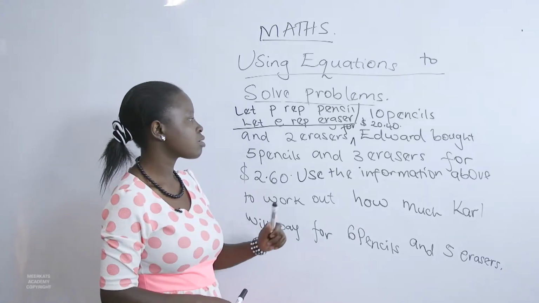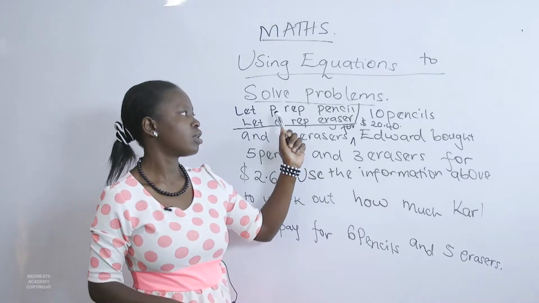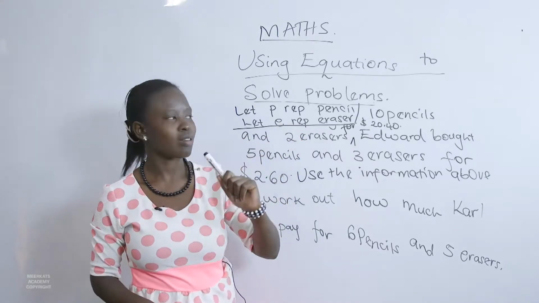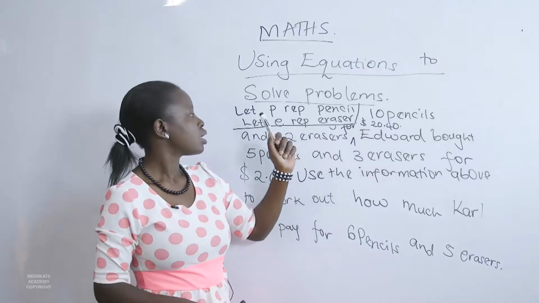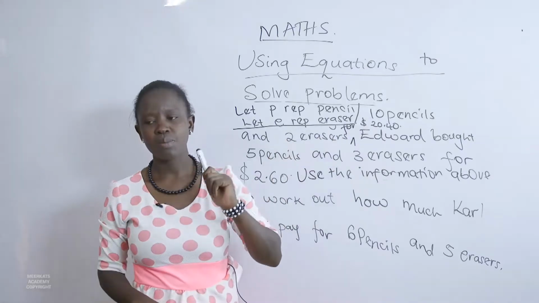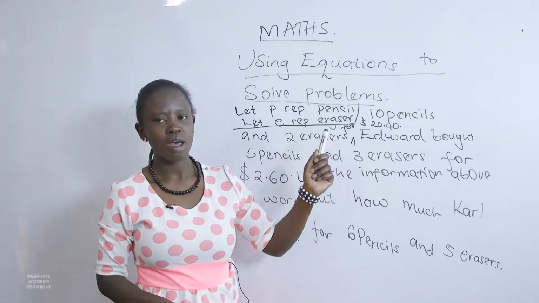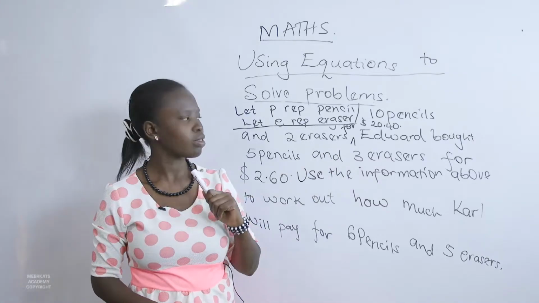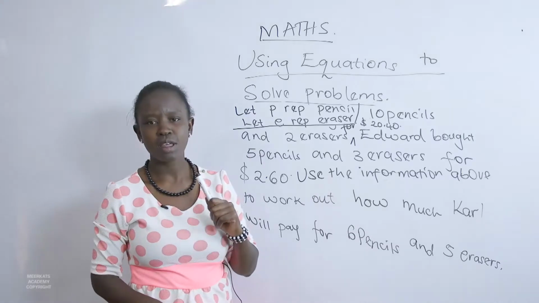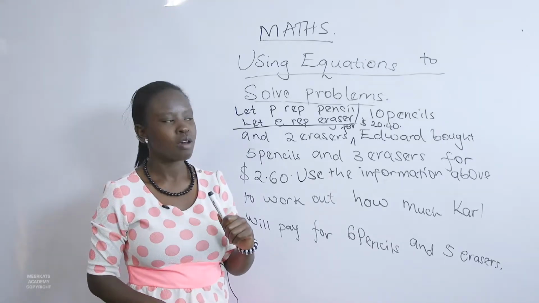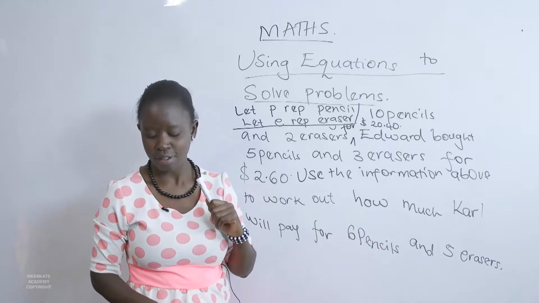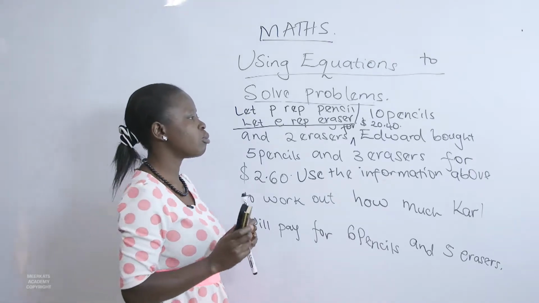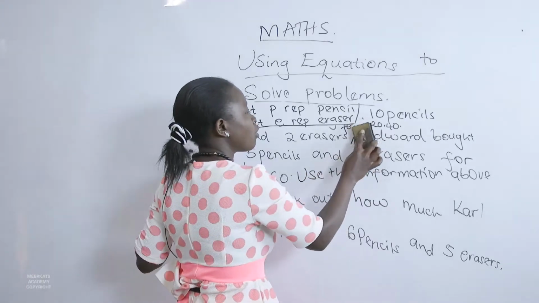So 10 pencils, 2 erasers. We are saying that P is representing the price of 1 pencil. E is representing the price of 1 eraser. So we need to find out in total what did Sylvia pay for these 10 pencils and for the 2 erasers. So we are writing down the next step, which is forming an equation from our situation.